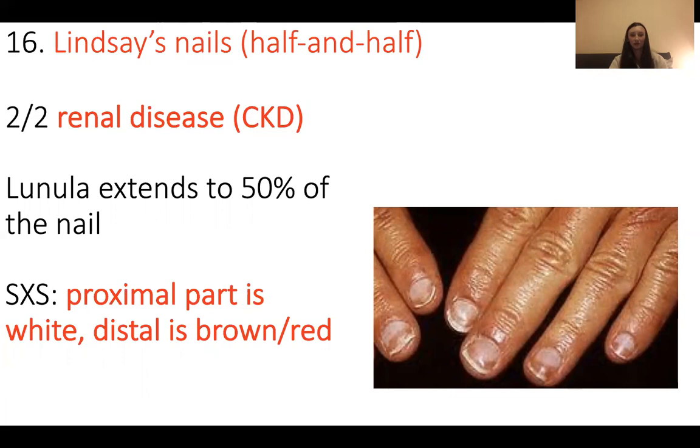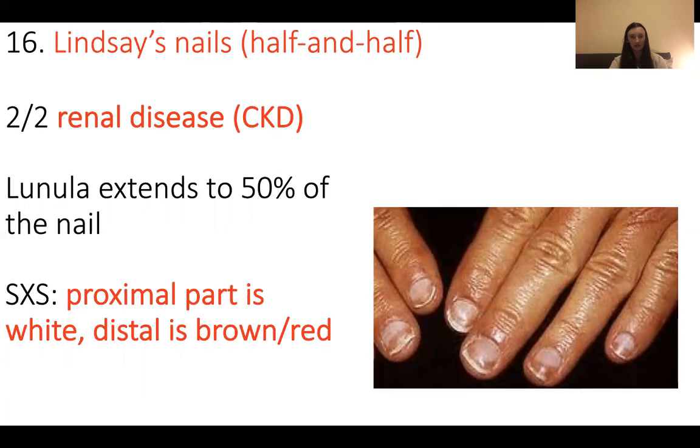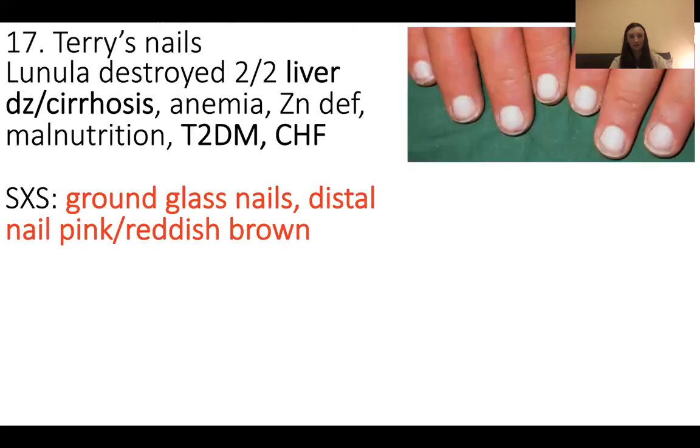So the lunula is going to extend to half of the nail, and it's associated with renal disease. So make sure that you know that the bottom part is white, associated with renal disease, Lindsay's nails. Terry's nails, the bottom's white, top is dark, just like Lindsay's nails. So it's got this ground glass nails, and distal nail is pink, reddish brown.